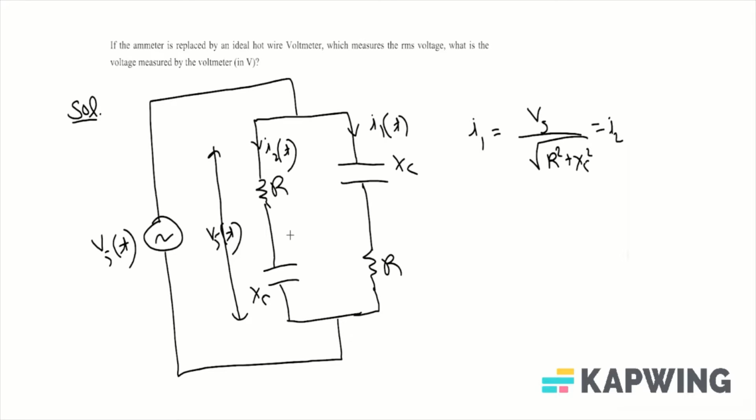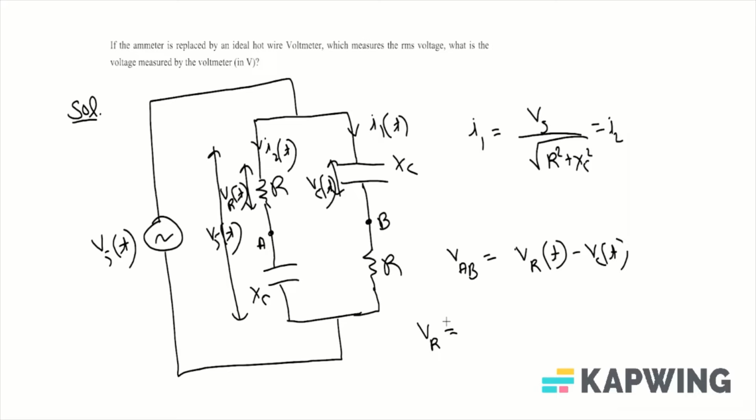Now we are asked about the reading of the voltmeter, so that will be the potential difference of these 2 points. So let's say the potential drop across the resistance is VR as a function of time, and the potential drop across this capacitor is VC(t). So we can see that the potential difference between these 2 points A and B, VAB, will be VR, we are concerned with magnitude, so it will be VR(t) minus VC(t).